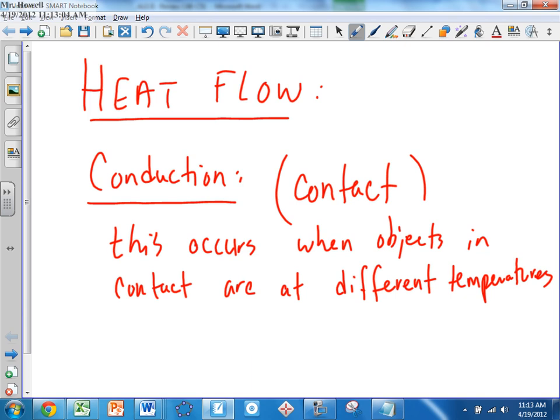So again, conduction is when two objects are in contact. Conduction, contact, conduction, contact. You have to have contact here. What's a very simple example you might see, besides what we obviously said already, of where you have heat transfer by conduction?